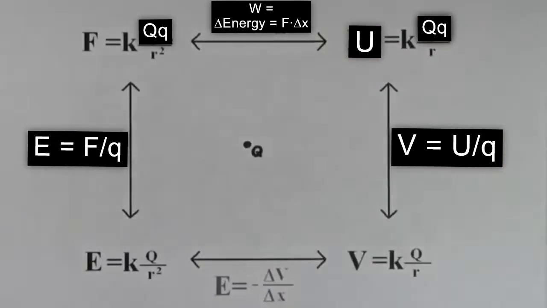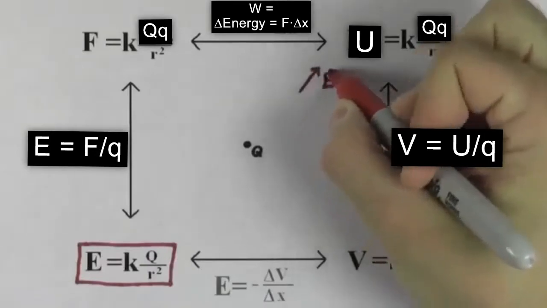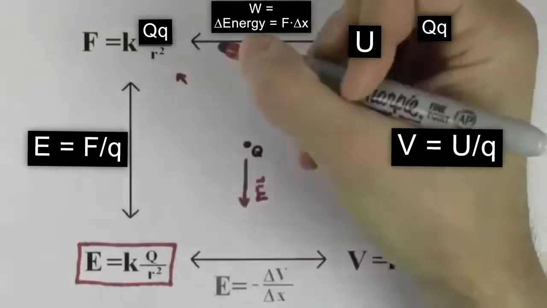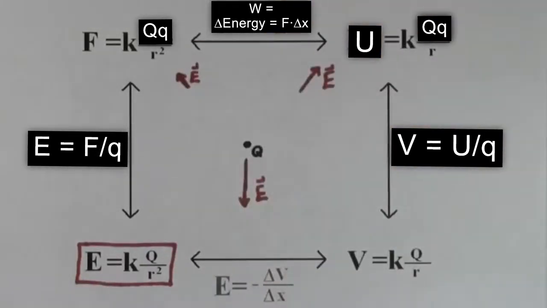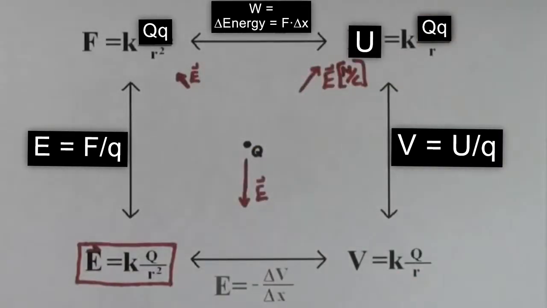Say you put down a point charge Q. It's going to create an electric field at every point in space around it. If the charge is positive, the electric field is going to point radially outward from the charge. The units of electric field are newtons per coulomb because it tells you how many newtons of force there would be on a 1 coulomb charge placed at that point.